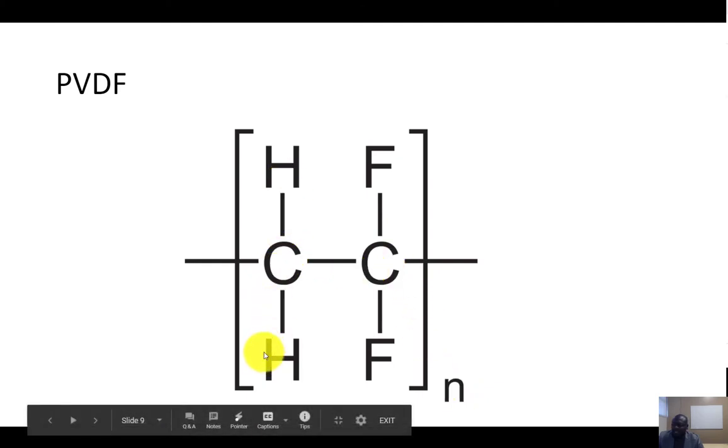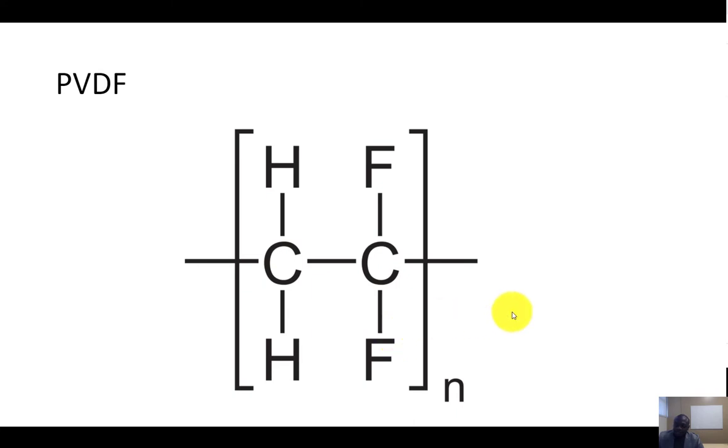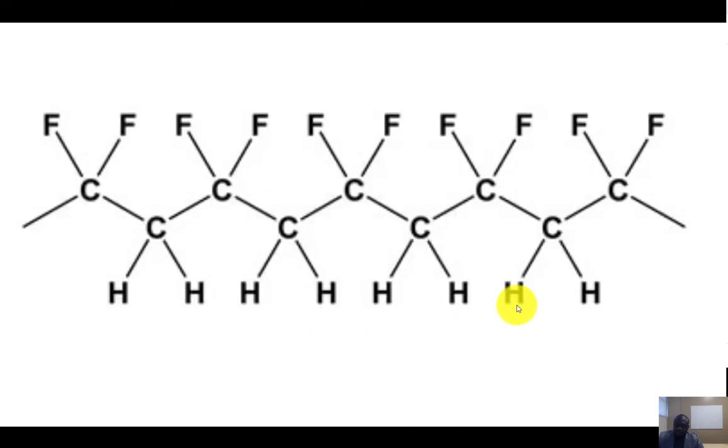Polyvinylidene difluoride. And if we break it out so you can see the chain, C difluoride, vinylidene here, difluoride, vinylidene. That's just expanded it.